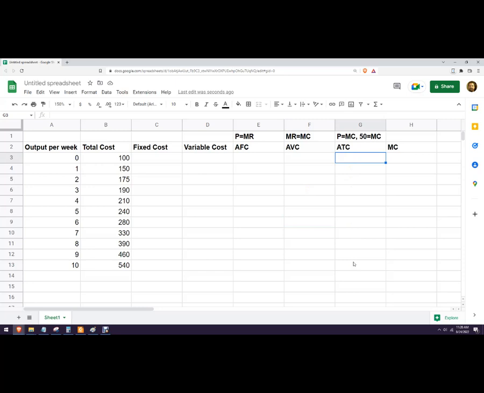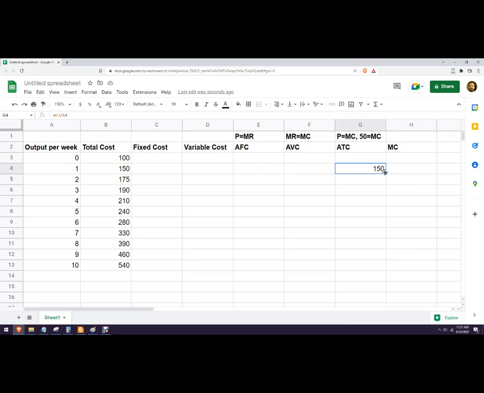The average total cost, the formula for that is whatever the total cost is. So what I did is I hit equals. That starts the function formula that I'm drawing here, and then I clicked on that particular total cost, and then I hit slash, and I want to divide it by output per week. And so that's 150. That makes sense because 150 divided by 1 is 150.